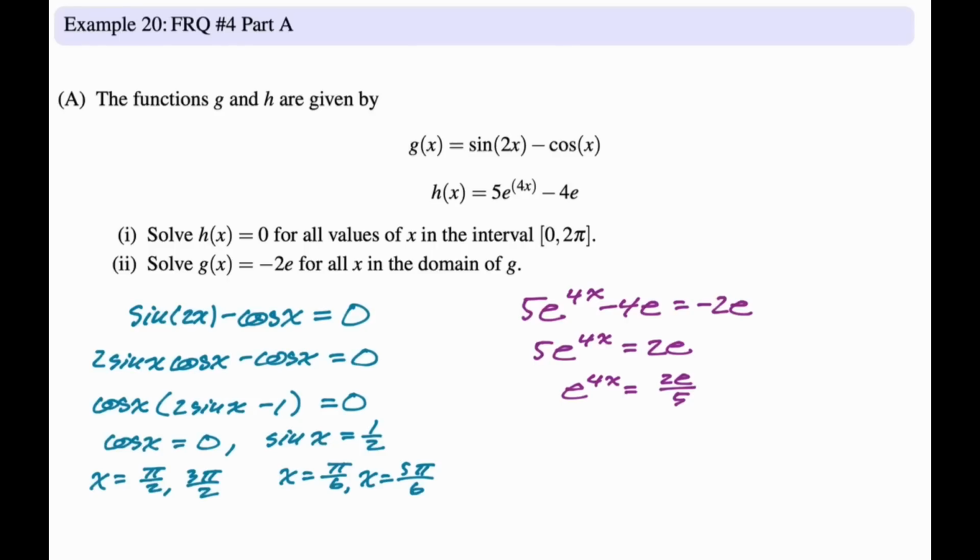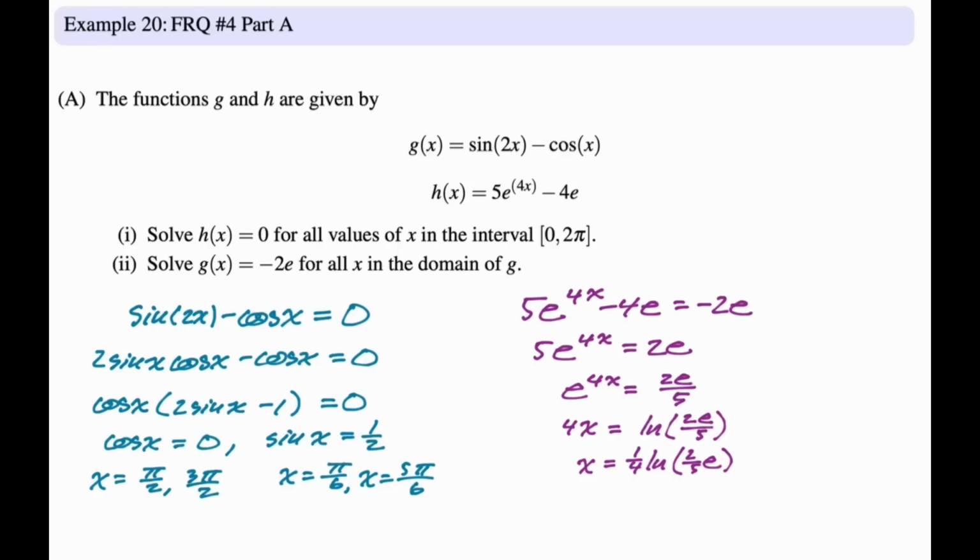Natural log of e to the 4x is just 4x. And then on the right-hand side, we have the natural log of 2e over 5. And then divide by 4. We get this. Now, I don't actually know if they will accept this answer, or because there's a property of logs that we can use here, and in using that property, we'll get the natural log of e, I think maybe we need to keep going. So I'm going to do that.